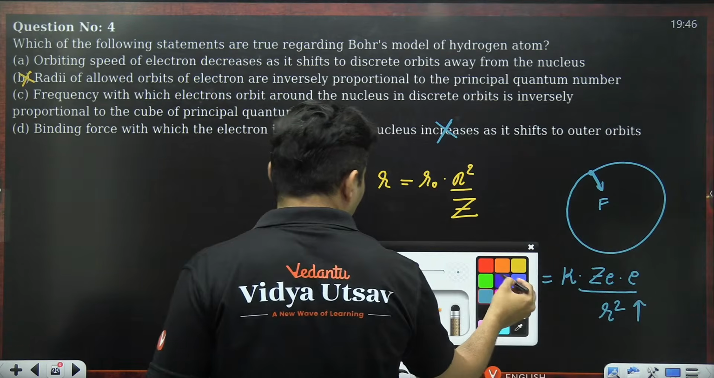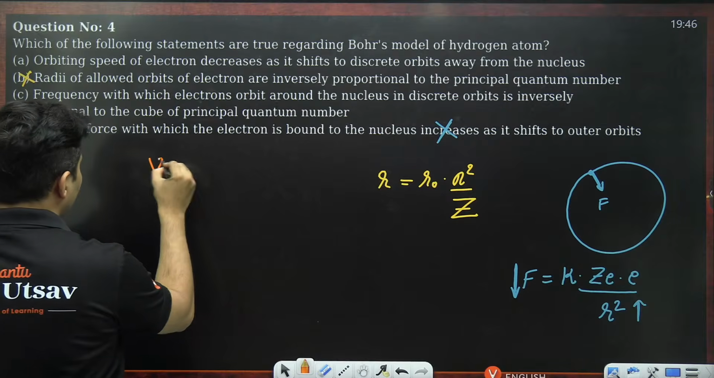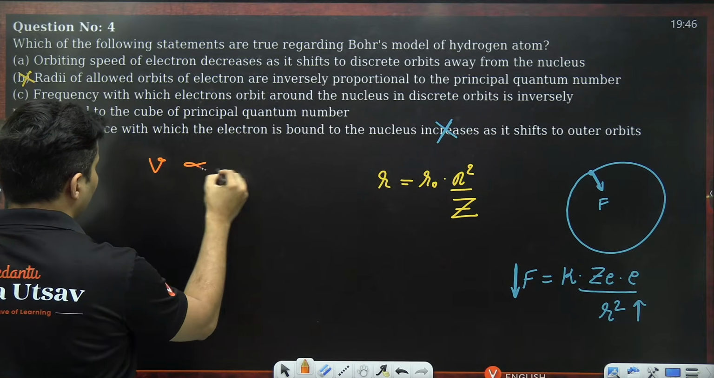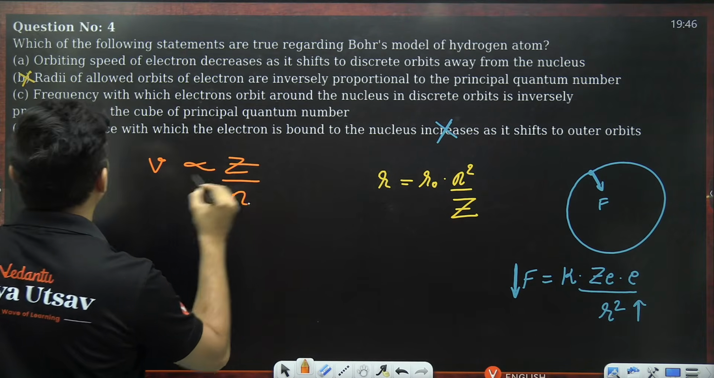Speed of an electron, let's talk about it. Velocity is directly proportional to Z divided by n.